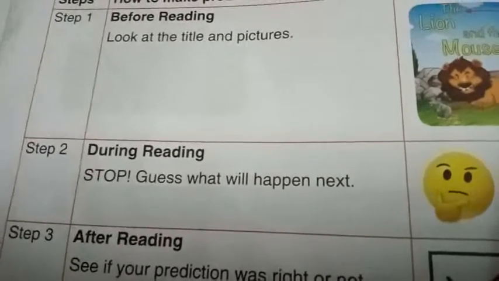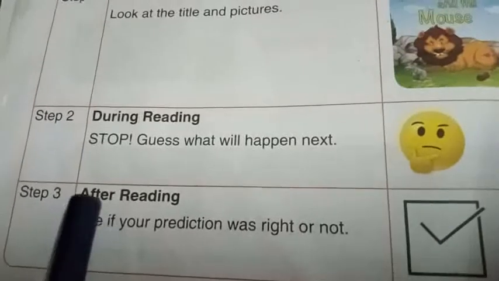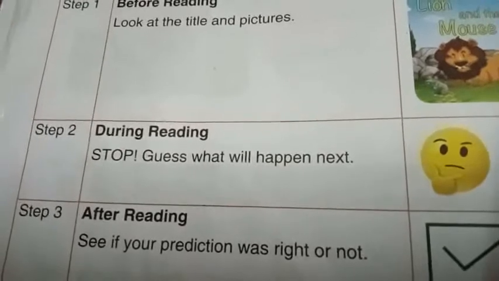Next, step 2. During reading, while you are reading, you have to stop. Guess what will happen next. While you are reading the story, stop reading. What will happen next in the story? You just have to think about it, right? Next, step 3. After reading, see what will happen next and whether your prediction was right or not.